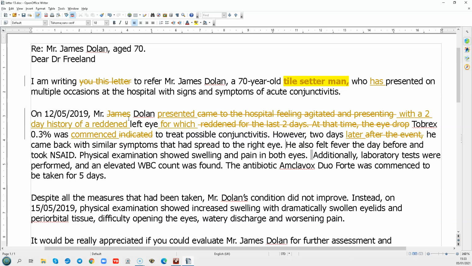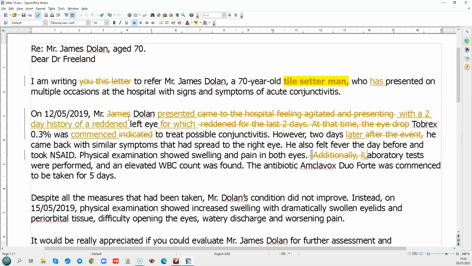Now, he also felt fever the day before. What, the day before he came? So 2 days later, he came back and he felt fever. So he had also felt fever the day before. Physical examination showed swelling and pain in both eyes. Well, there's no additionally, because this is something new. So the examination showed, laboratory tests were done, and an elevated WBC count was found. The antibiotic was commenced to be taken for 5 days.